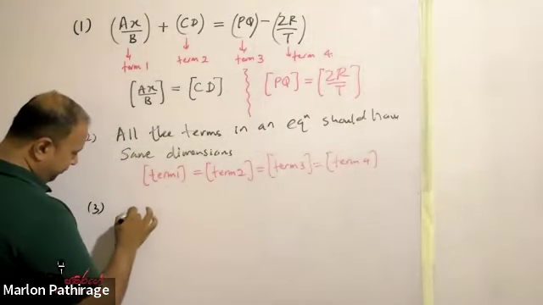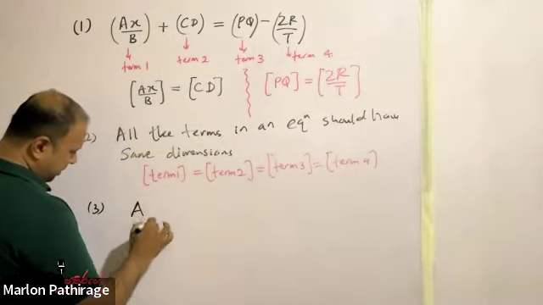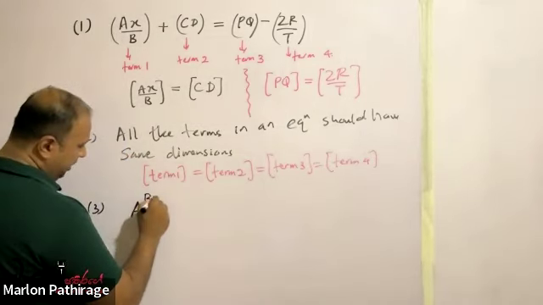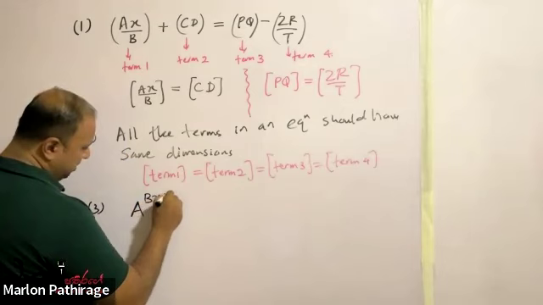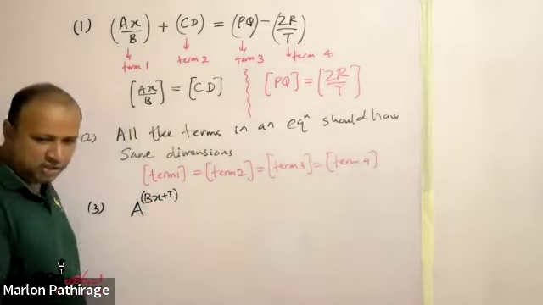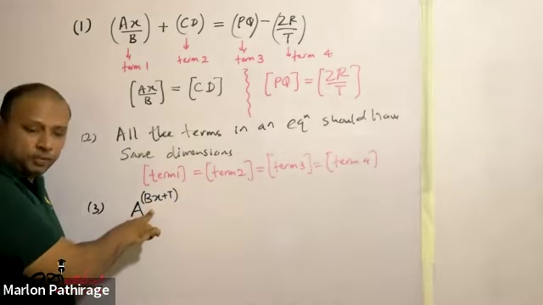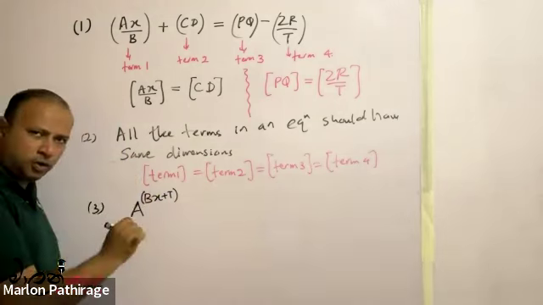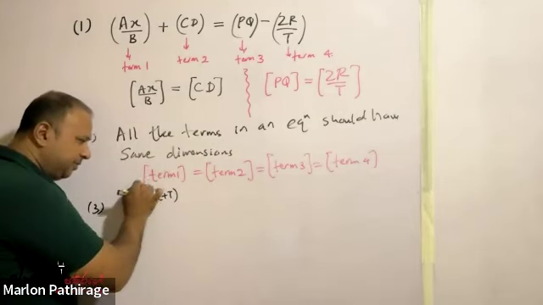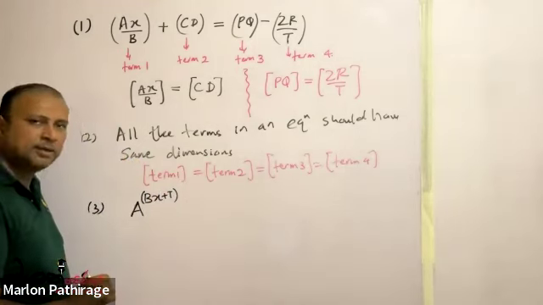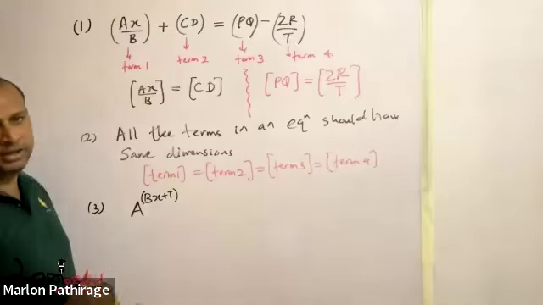Suppose a to the power bx plus t. Now bx plus t is an expression, but it is in an index. This is an index. Therefore, you know the entire term should be a number.